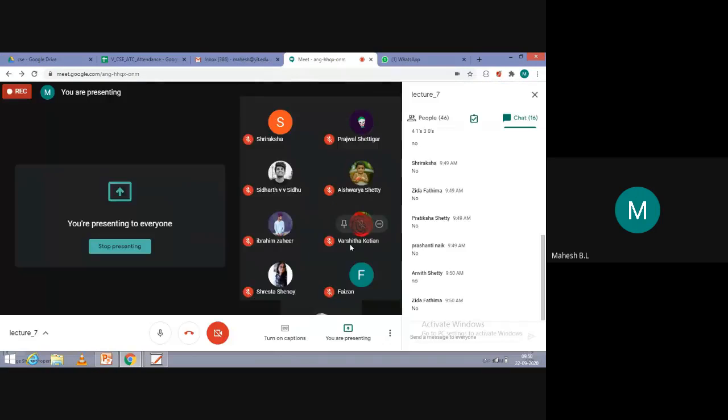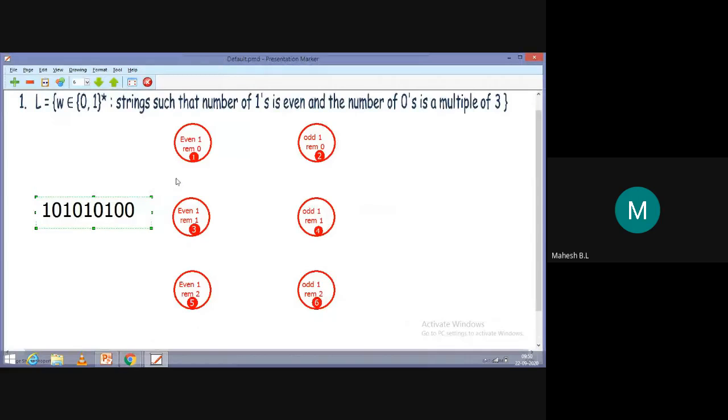Now, with this knowledge, tell me which one is the initial state and which one is the accepting state in this particular DFSM. Among these states, which one is the initial state and which one is the accepting state? Yes, make it fast.